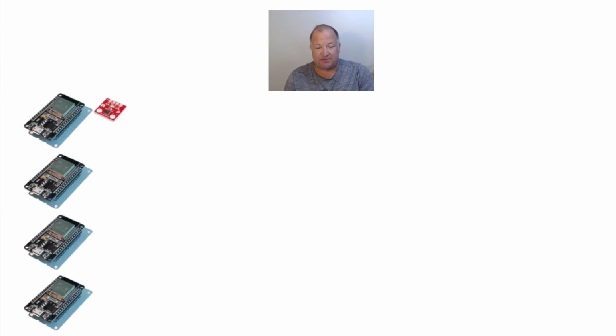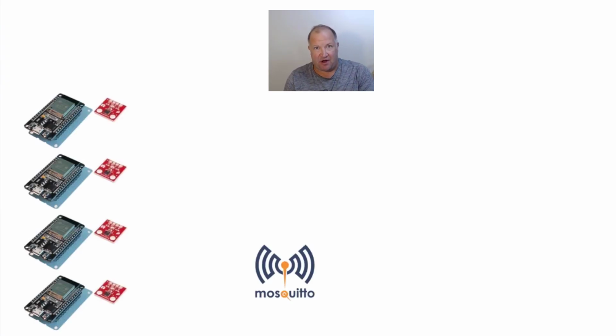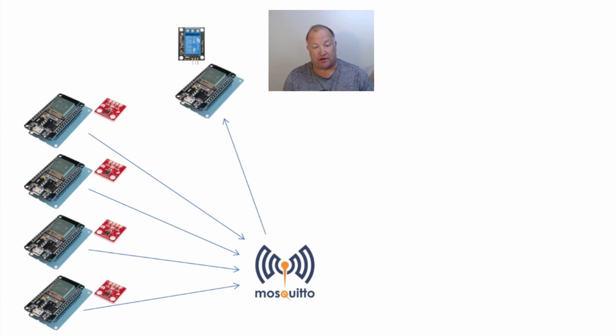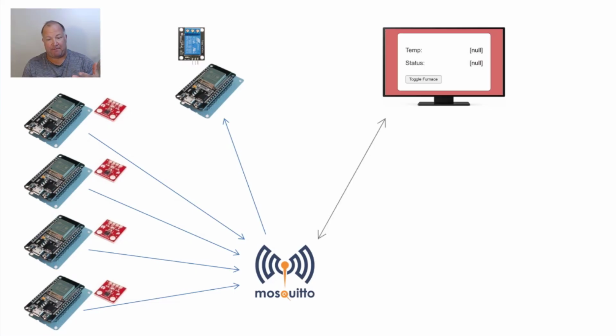Let's do a quick tour of the setup so you know what we're dealing with here. We've got a bunch of ESP32s with temperature sensors. They're all attached to a Mosquitto broker. We've also got another ESP32 controlling a relay. That's what you saw turning the light on and off. The goal is to get this system to talk to a web page. Data from the system arrives at the web page. Data from the web page can go out to the system.